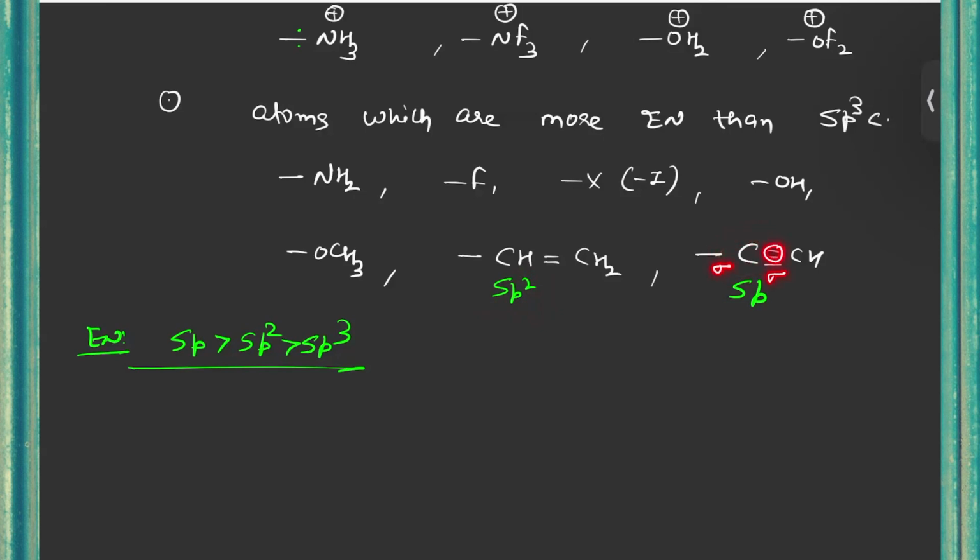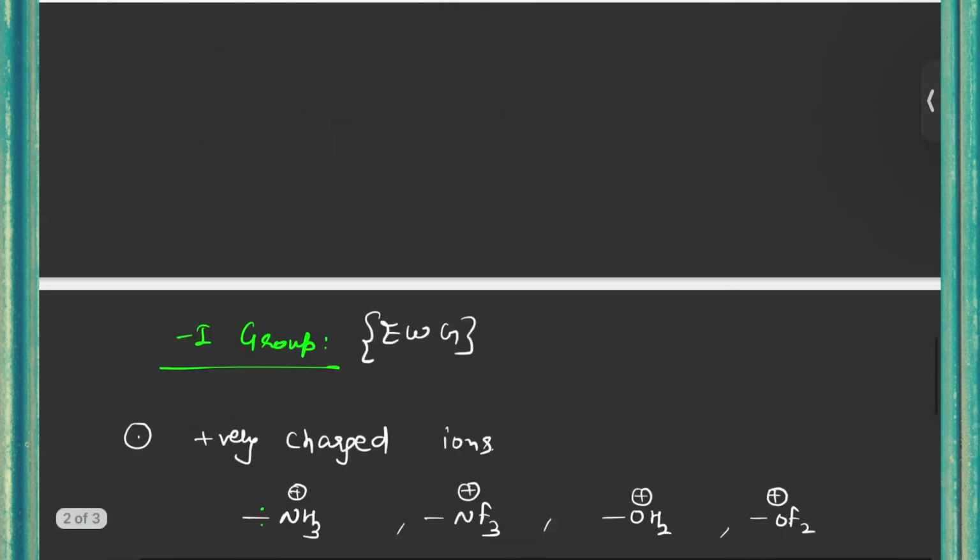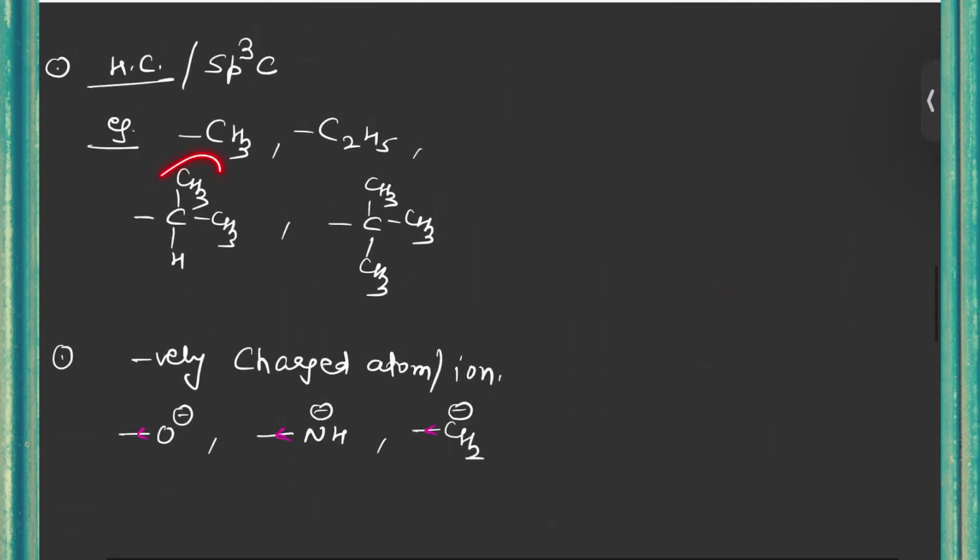And here how many sigma bonds? Only 2 sigma bonds. These 2 are pi. Between 2 atoms, there is only 1 sigma bond. So 1 sigma and 1 sigma, 2 sigma bonds, that means the hybridization will be sp.